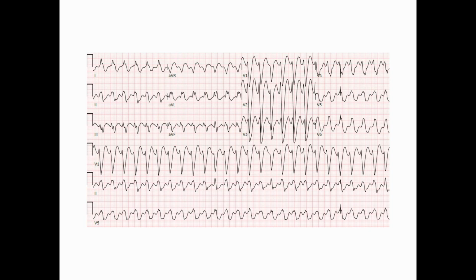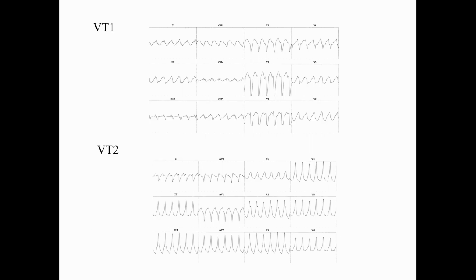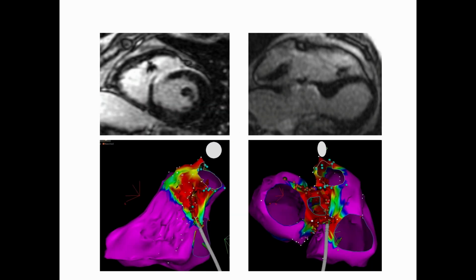This is the patient's presenting ventricular tachycardia, 12 lead of it, below the ICD cutoff rate. These are the 2 ventricular tachycardias that we could induce in the EP lab. VT1 is the clinical VT, VT2 is another VT. Those were both reentrant VTs that we could induce and terminate with overdrive pacing. This is the patient's MRI.